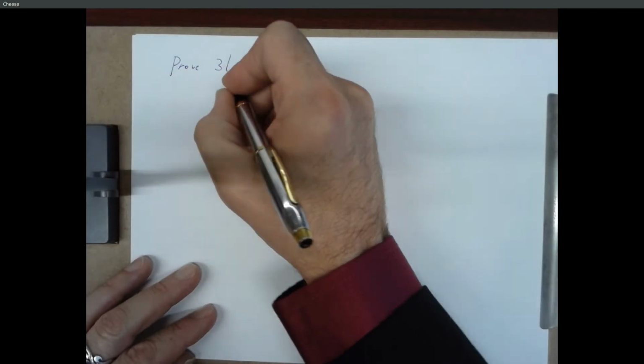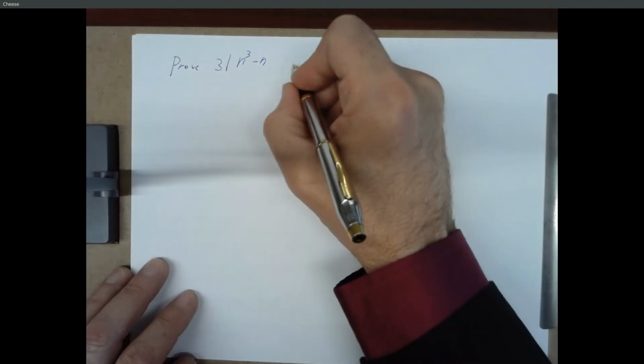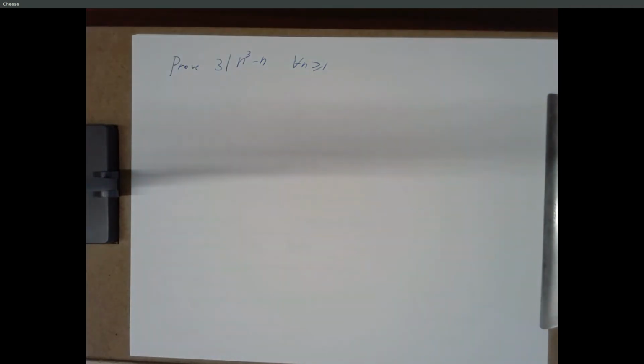Prove that n cubed minus n is divisible by 3 for all n bigger than or equal to 1. So n cubed minus n is always a multiple of 3. Well, if n is 1, n cubed minus n is just 1 minus 1 is 0. That's a multiple of 3. If n is 2, n cubed minus n is 8 minus 2 is 6. That's a multiple of 3. If n is 3, it's 27 minus 3 is 24. That's a multiple of 3. If n is 4, 64 minus 4 is 60. That's a multiple of 3.